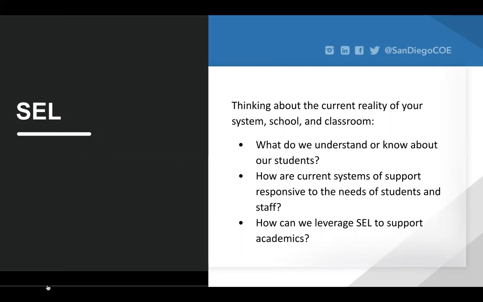It's important to recognize that emotional learning is academic learning. Social emotional learning prepares our brains for optimal learning. When we prioritize relationship building and social emotional development, we create the optimal conditions for meaningful learning.